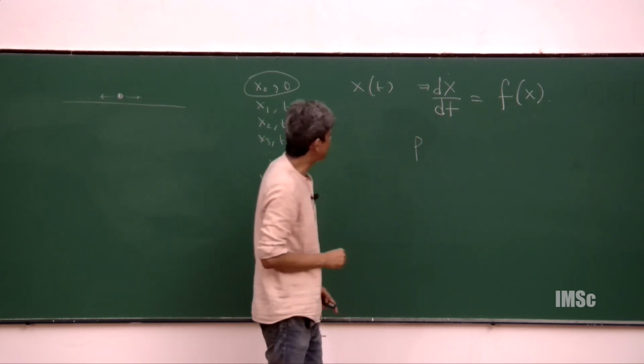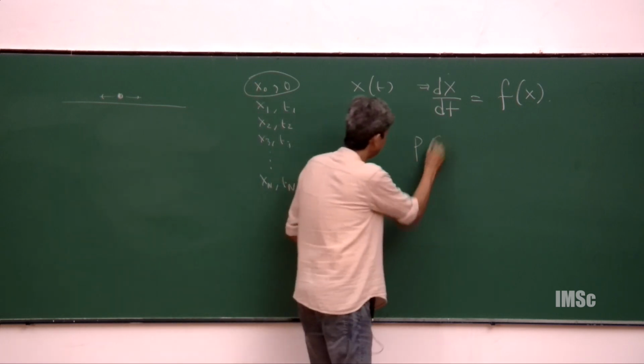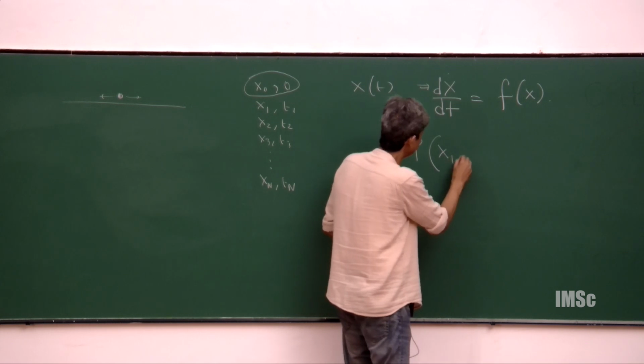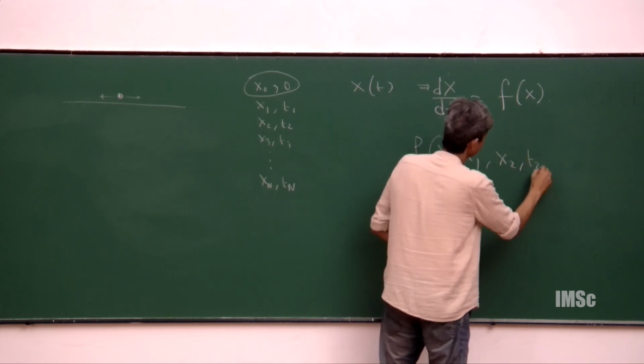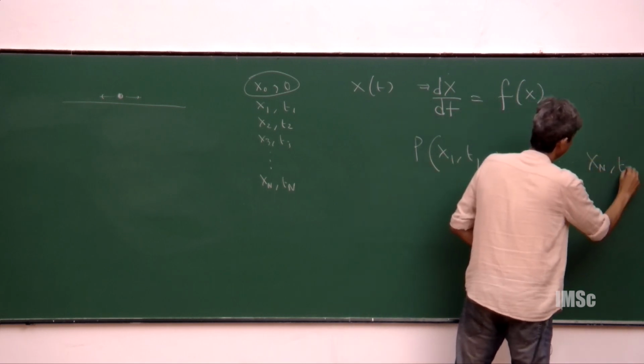you can ask, what is the probability? I know these values. What is the probability that at some time t1, the position was x1, at some time t2, the position was x2, and so on.